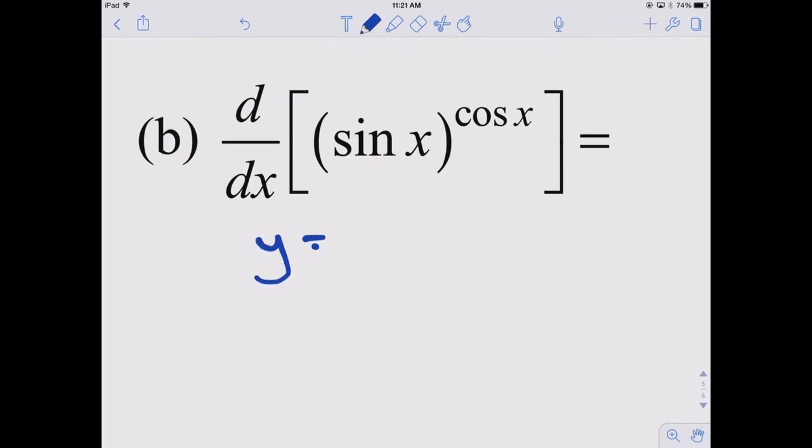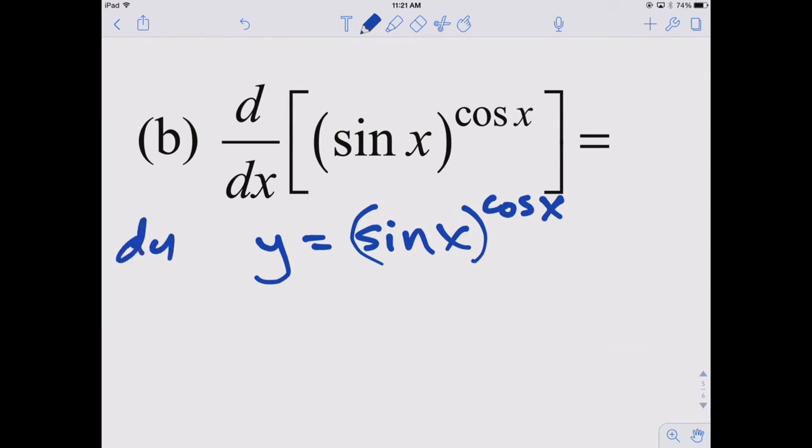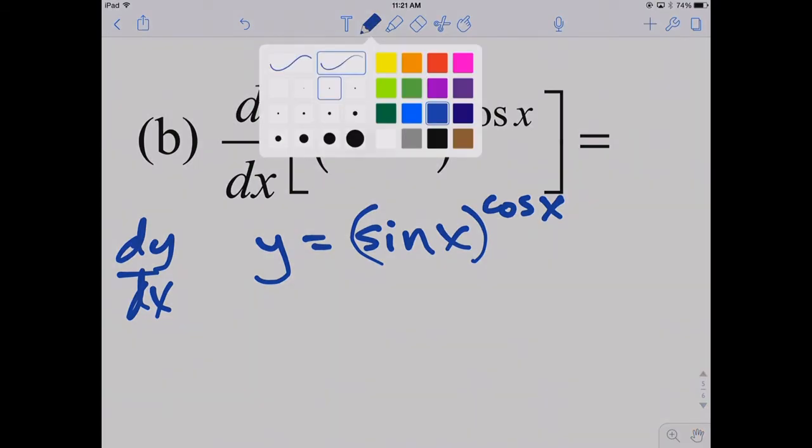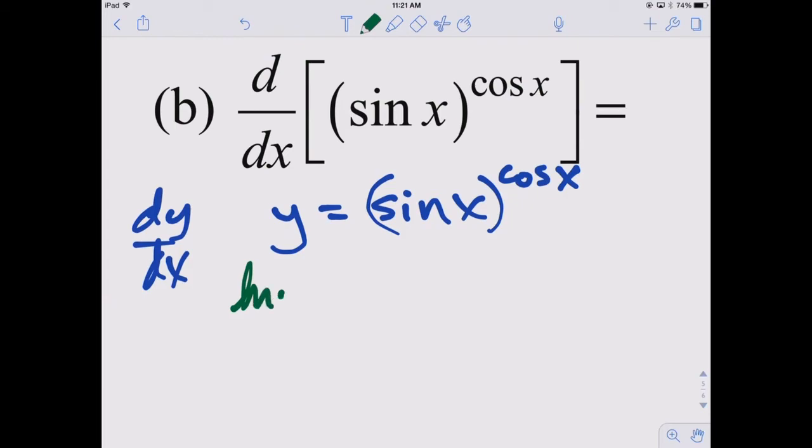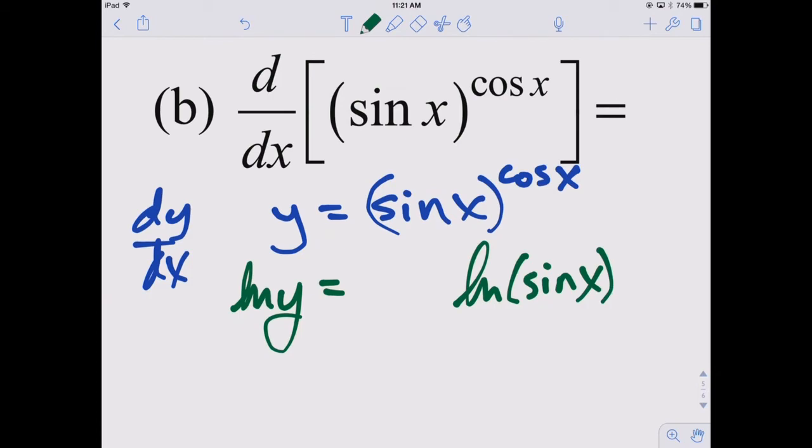So the first thing that you want to do, if it's in the verb format and you're using log diff, is just go ahead and call the expression you're differentiating y. It's that easy. And of course, now you're after dy dx. If you can get dy dx, you have the derivative of the right side. Once you have it equal to y, now you can take the natural log of both sides. So you get the natural log of y equals the natural log of sine of x to the cosine of x. And what happens with the cosine of x now that the log's there? It slides out front, so you can do that in one step.